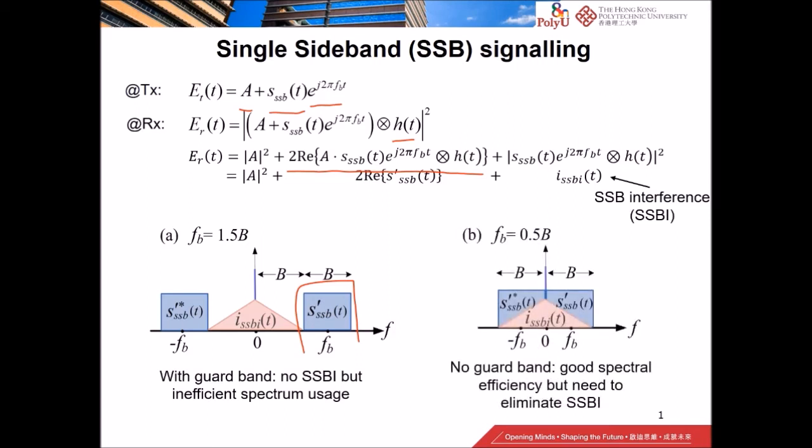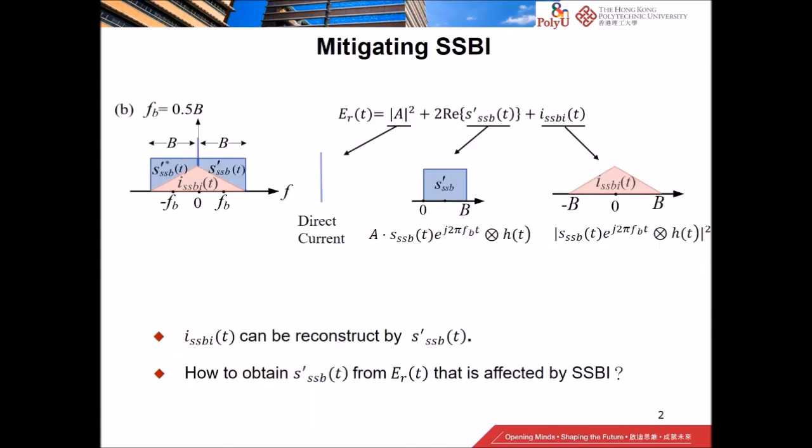The other case is when there is no guard band, meaning the single sideband signal is right alongside the carrier signal. In this case, the advantage is, of course, that it saves a lot of spectrum, so it's good for spectral efficiency, but the SSB interference does overlap with the SSB signal. So we will need to find ways to eliminate the SSB interference.